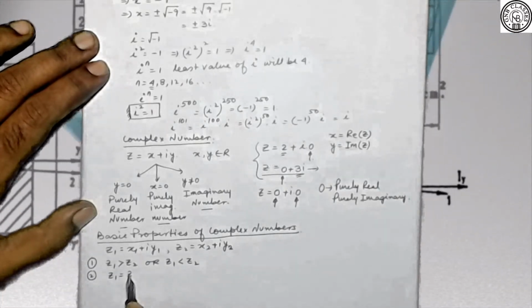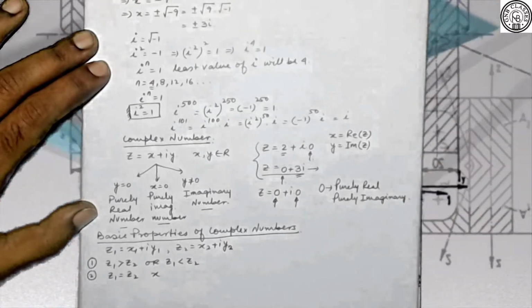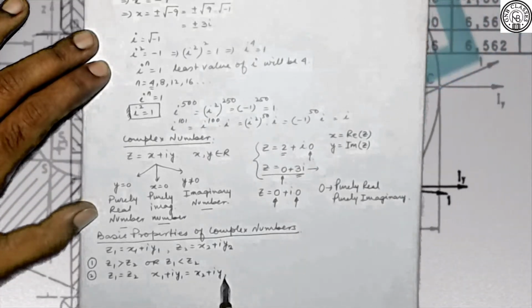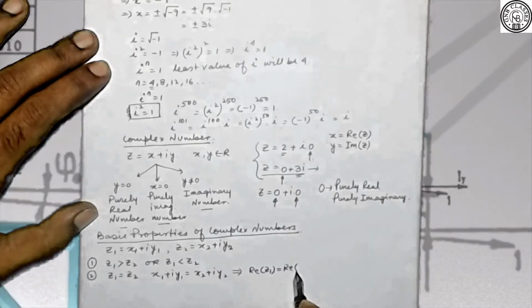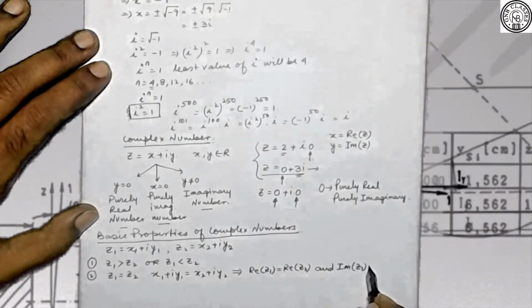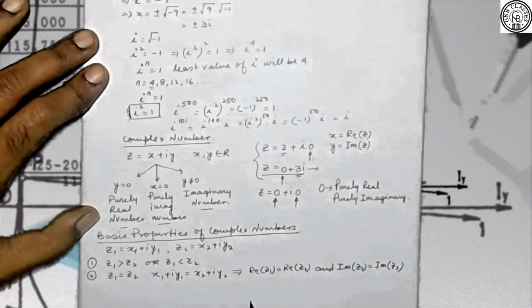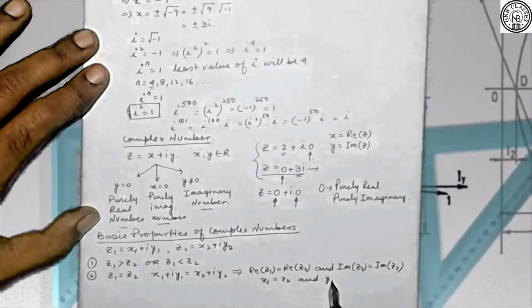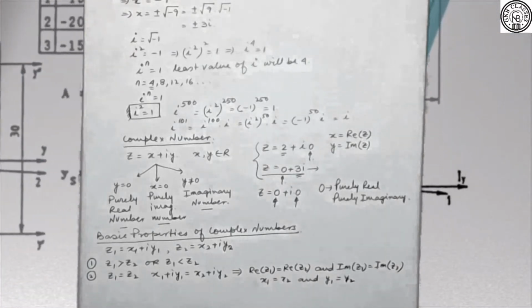Suppose two complex numbers are equal. Then we say two complex numbers are equal means in this case x1 plus iota y1 equals x2 plus iota y2. In that case we will say that the real part of Z1 is always equal to the real part of Z2 and the imaginary part of Z1 is equal to the imaginary part of Z2. It happens when two complex numbers are equal. That is, in this case, x1 equals x2 as well as y1 equals y2. Is it clear? This is when two complex numbers are equal.